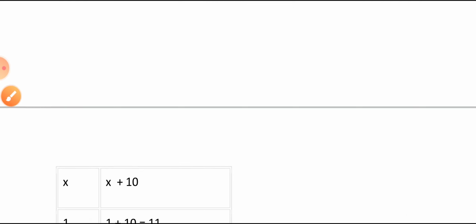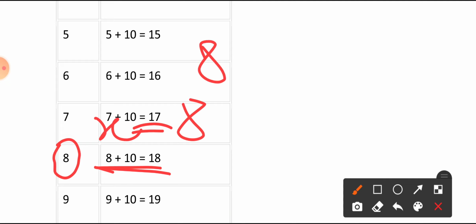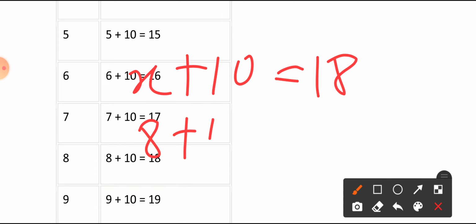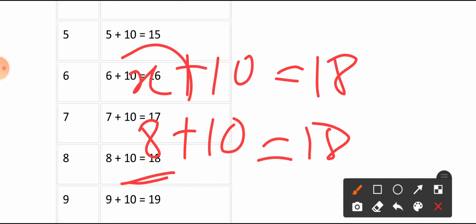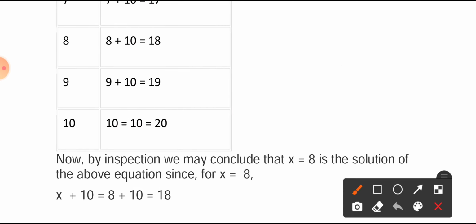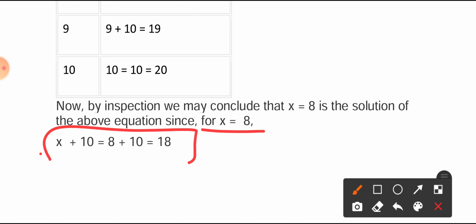18 आ जाए. So you can see where 18 came here in this step means the value of x is equal to 8. If we put in place of x 8, x plus 10 is equal to 18, so we'll get 18. It means what is the solution of the equation? The solution of the given equation is x is equal to 8 here. So now by inspection means we have to inspect, we have to get what we have concluded. The last is x is equal to 8 is the solution of the above equation. If we put in place of x is equal to 8, x plus 10 is equal to 8 plus 10 is equal to 18.